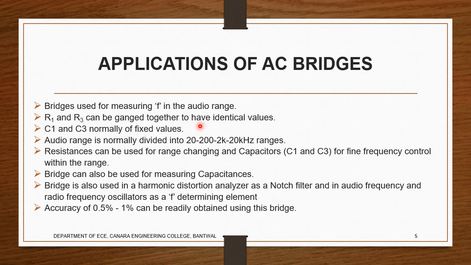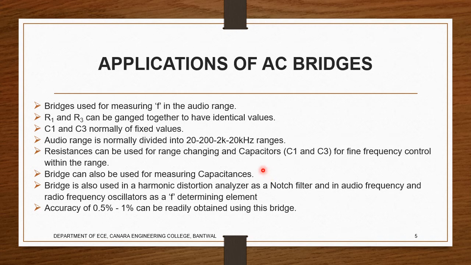And usually here C1 and C3 are normally fixed values. As I discussed, the audio range is normally divided into 20 to 200 Hz, 2K to 20 kilohertz ranges. So these are the ranges which can be used here. Resistance can be used for range changing, and capacitors C1 and C3 for fine frequency control within the range. So by using different resistances, we can change the frequency range, and by the capacitor we can tune the frequency whatever we require.